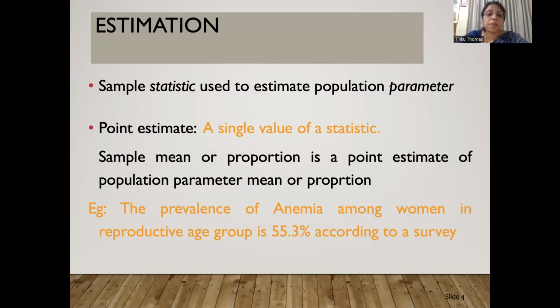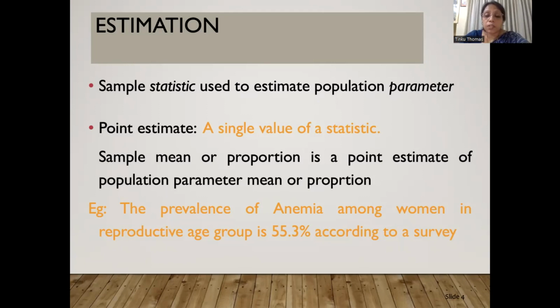We examine it only in a sample and try to estimate it for the population. So let us say we examine this and estimated the prevalence. So this is another example. The prevalence of anemia among women in reproductive age is 55.3% according to a survey. So we are having an estimate for the population prevalence of anemia as 55.3.